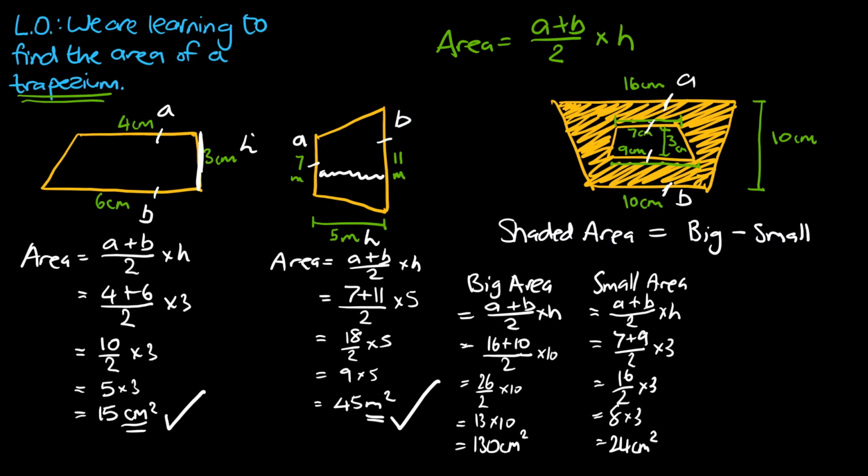From there, we're going to carry on with our big minus small. So the big one was 130 and the small one was 24. When we subtract those from each other, that becomes 106 centimeters squared. And that would be the shaded yellow portion of that shape. So hopefully you understood where you got that from. It was a very tricky question. It was an extension question. So well done if you got that.